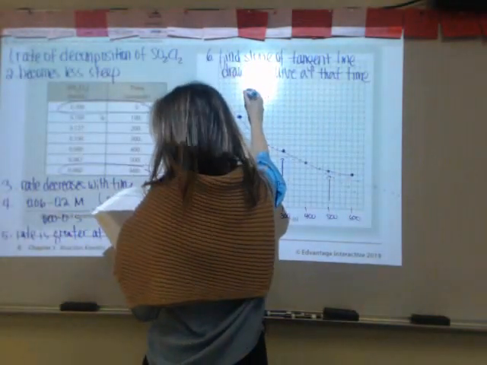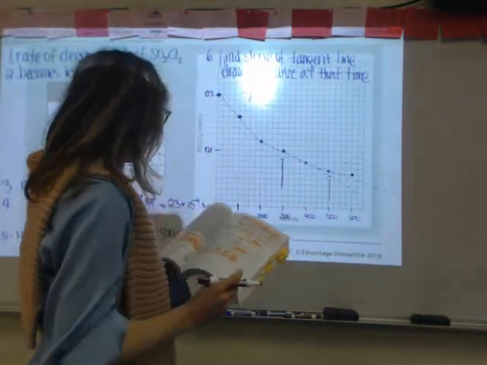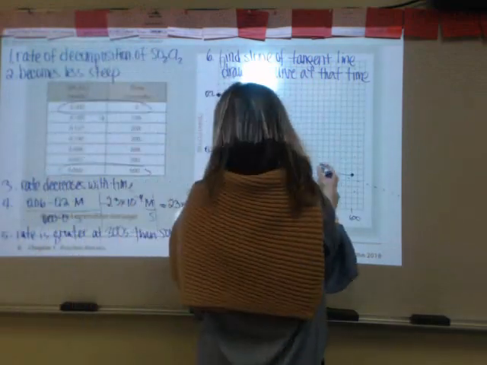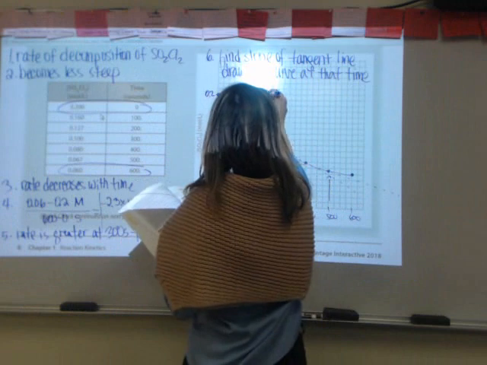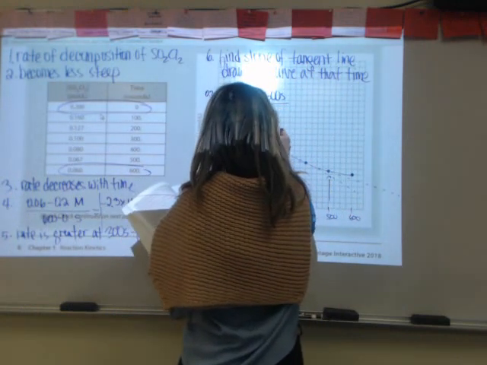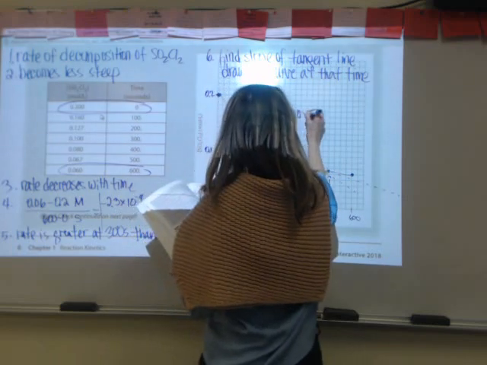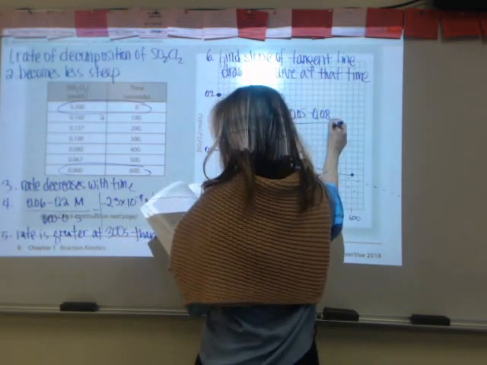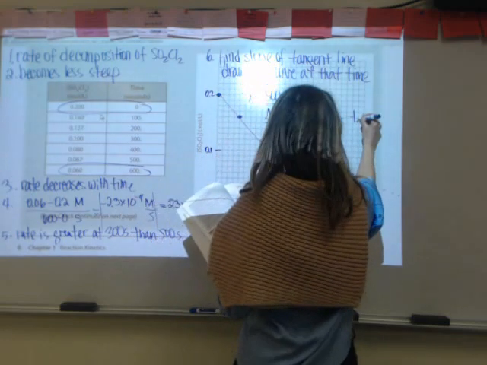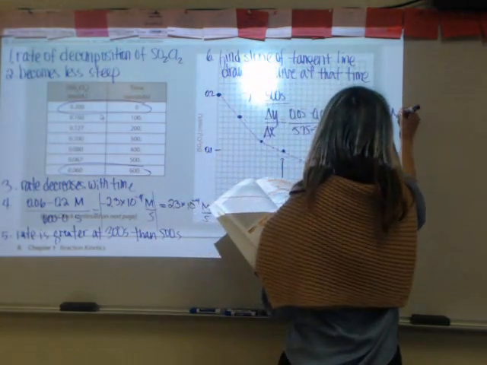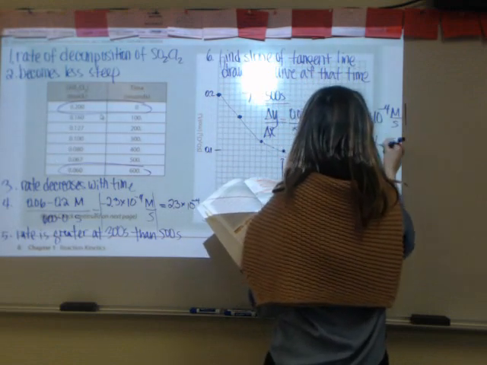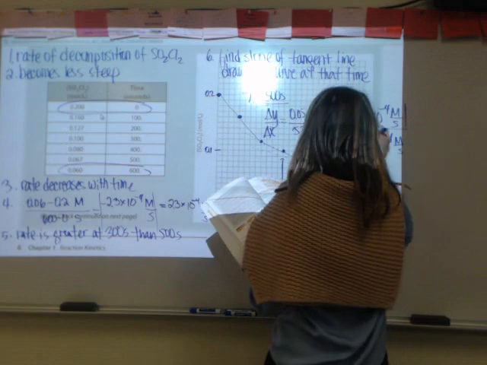When you get to question number 7, they want you to actually calculate the instantaneous rate. So I picked 2 points on my 500 second line, and I calculated the change in y over the change in x. And I got 0.05 minus 0.08 divided by 575 minus 375. That was negative 1.5 times 10 to the negative 4th molarity per second. I want the absolute value, so it would be 1.5 times 10 to the negative 4th molarity per second.